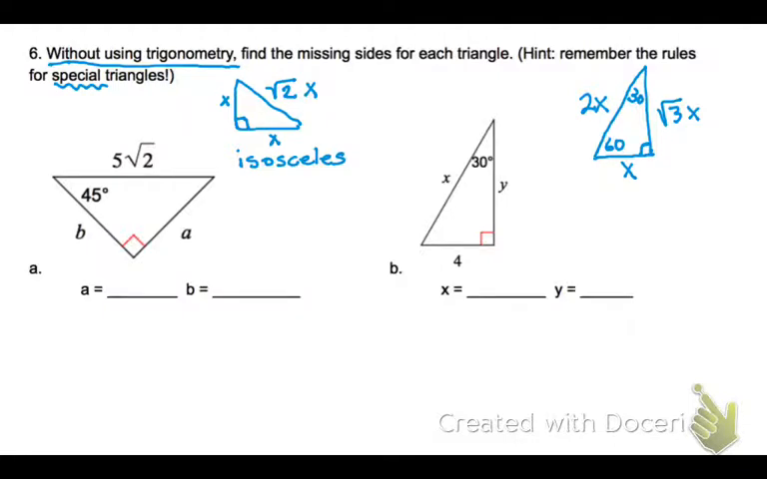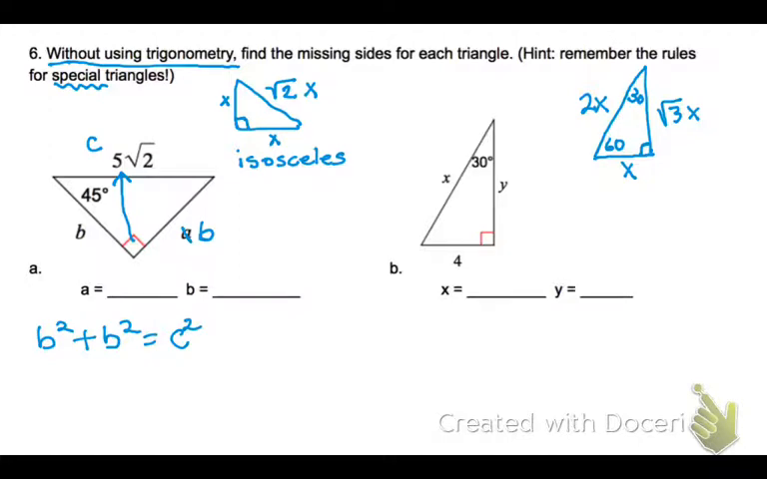So let's look at the first one, 45, 45. So you know these are both going to be equal to b, okay? And the hypotenuse, because it's across from the right angle, is going to be c. So you know you're going to have b squared plus b squared equals c squared.